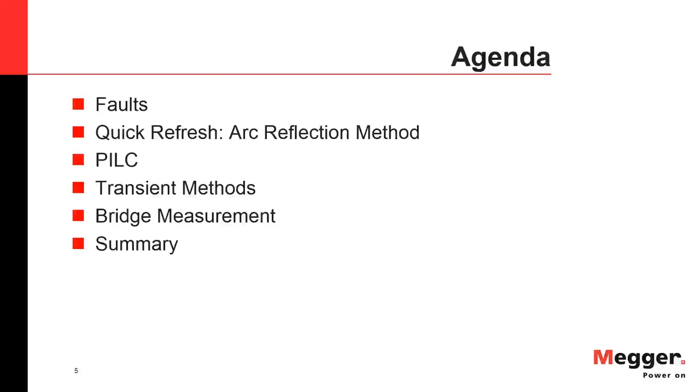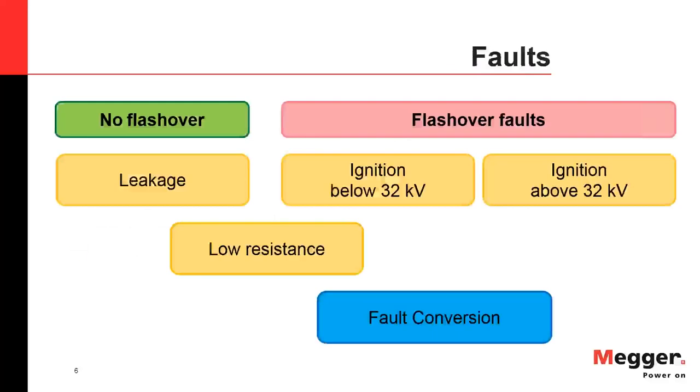So when we're talking about faults, you can think about 2 categories pretty much. One you can call the flashover faults, and the other category is faults that do not flashover. Within the group of the flashover faults, you have 2 distinct voltage ranges you can fault locate in. The very typical range is that the fault ignites, or let's say the breakdown voltage of the fault is 32 kV or less. And the other class of faults is if the fault ignites above 32 kV.